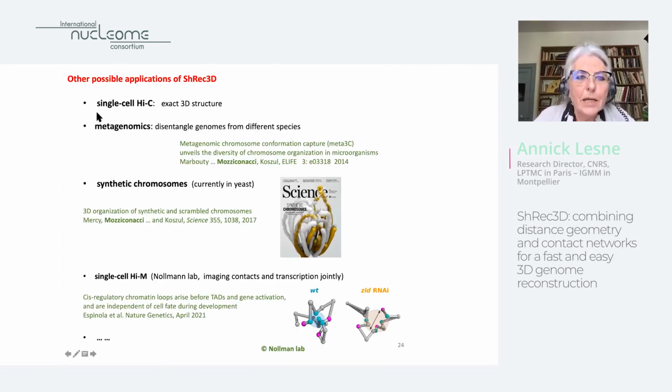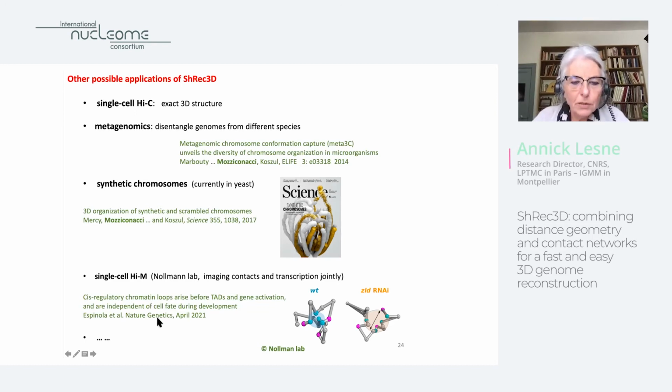Other possible applications are, of course, single cell. The algorithm is even more rigorous and efficient for single cell Hi-C. I will also advertise two great papers of my co-author, Giulia Mosiconacci, one using this algorithm in metagenomics to disentangle different species from the 3D shape of their genomes, which segregate in space, or for synthetic chromosomes, which can be visualized using this algorithm.